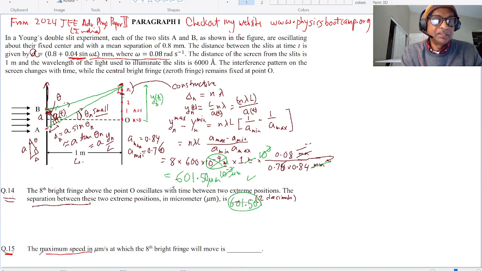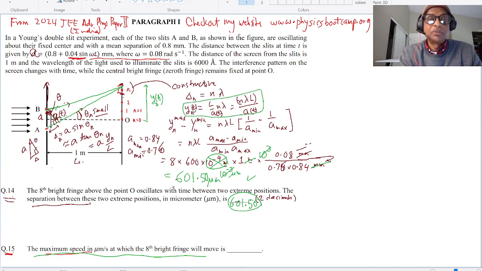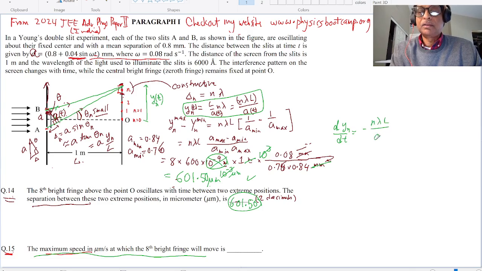To do 15, we want to figure out the maximum speed that this thing will move. We already know where it will be. Just take a time derivative. That's going to give you the speed with which this is moving. So let's work it out here. dyn dt is going to be, you can see, minus n lambda L over A squared of t times dA dt.